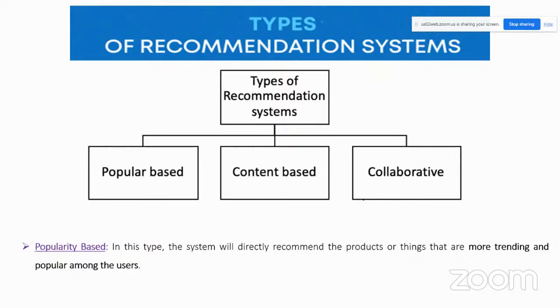But what about content based recommendation? What is collaborative filtering or recommendation? These two I'll explain through graphical representation for better understanding. But popularity based is very simple. It's based on the trending video or trending product.